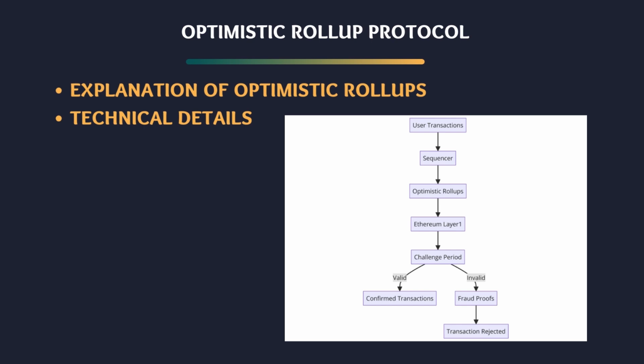Let's take a look at the diagram illustrating the workflow of optimistic rollups. 1. User transactions. The process begins with user transactions, represented by the first box in our diagram. 2. Sequencer. These transactions are sent to the sequencer. The sequencer is responsible for managing the order of transactions, ensuring they are processed efficiently. 3. Optimistic rollups. Once ordered, the transactions are bundled into optimistic rollups. At this stage, the transactions are assumed to be valid by default.